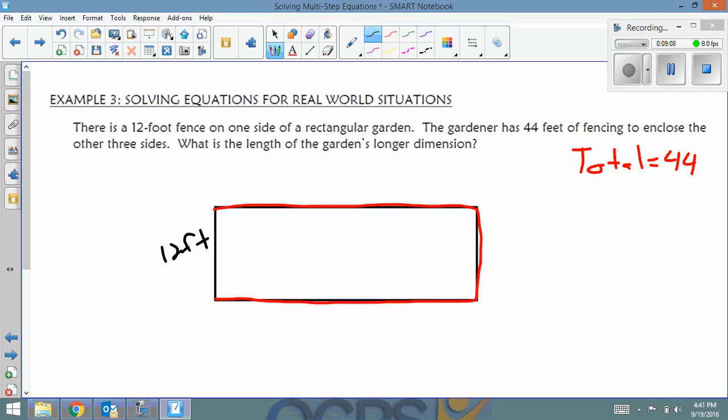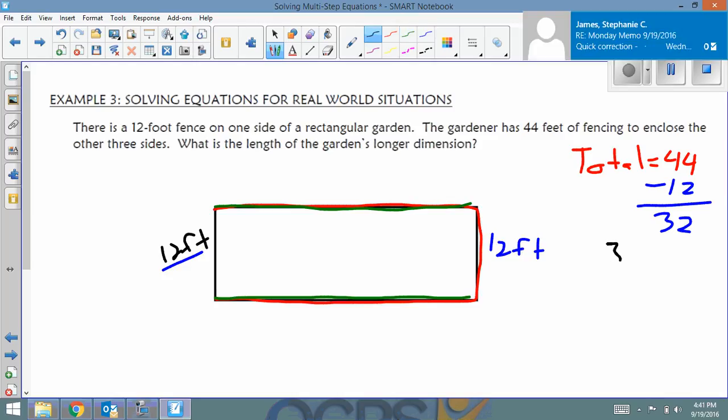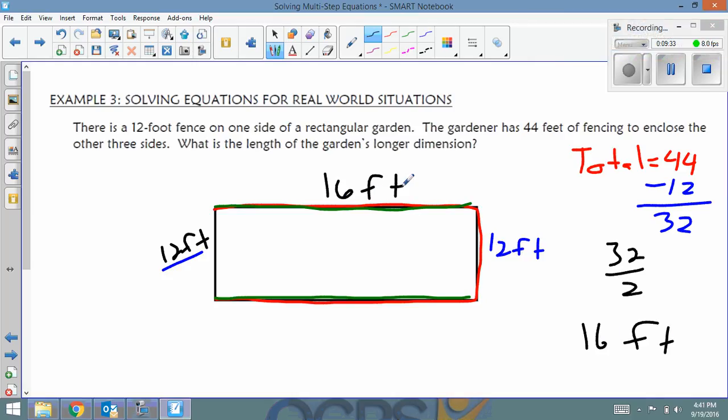Okay, one thing we know about a rectangle, whatever is on one side has to be on the other. So this is also 12 feet. So I know I'm going to subtract 12 from there. It's going to be 32. And I know between this side and this side, they have to be the same length. So we're going to take that 32 and divide it by 2, which gives me 16 feet on each side.